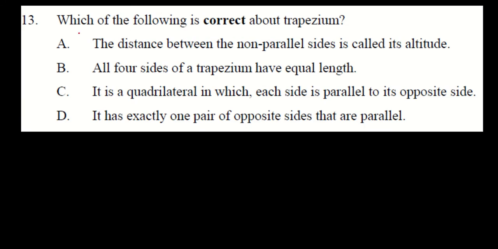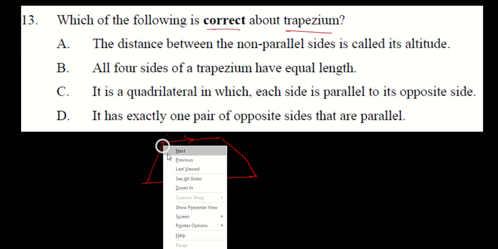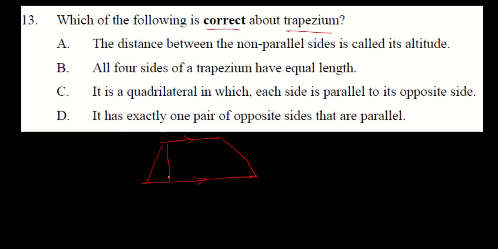Okay, the next question, number 13. It says, which of the following is correct about trapezium? You know what a trapezium is. It's a quadrilateral, or a four-sided figure. Necessarily, one pair of opposite sides must be parallel. The other two sides are non-parallel. In a trapezium, the distance between the two parallel sides is the altitude, and the two parallel sides we mostly call bases, so we can name them B1 and B2. But the definition of a trapezium is a quadrilateral in which one pair of opposite sides must be parallel.